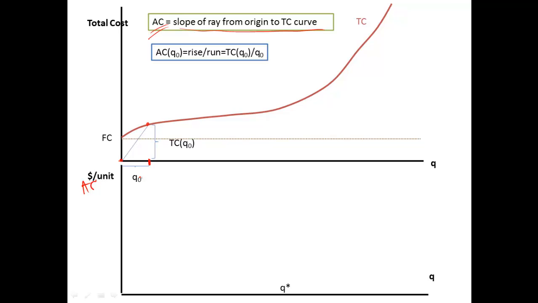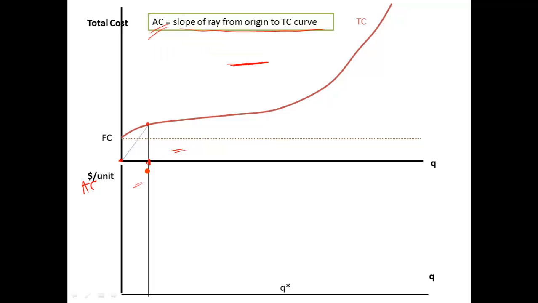Well, what is average cost? Average cost is total cost divided by output. The reason this is also the slope of this ray is that the slope of a ray is rise over run. The rise here is TC, the run here is Q0, and so indeed the average cost associated with Q0 is represented by the slope of a ray from the origin to the TC point associated with this level of output, Q. Now down below we can depict this as a dot. It's some level of average cost, so this red dot here.